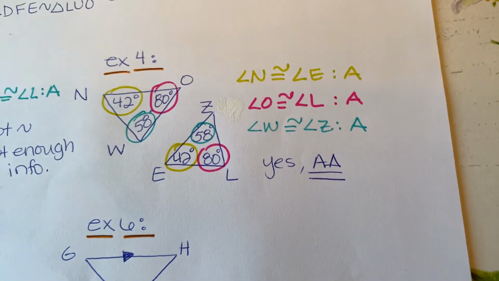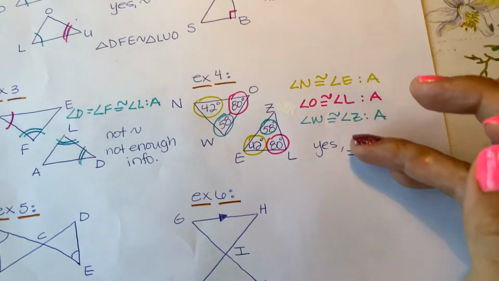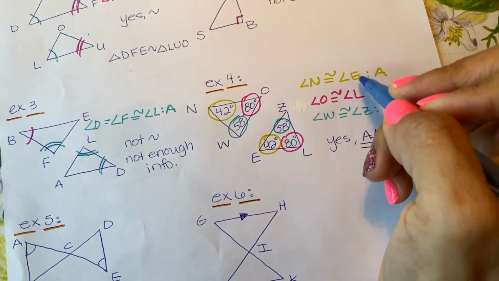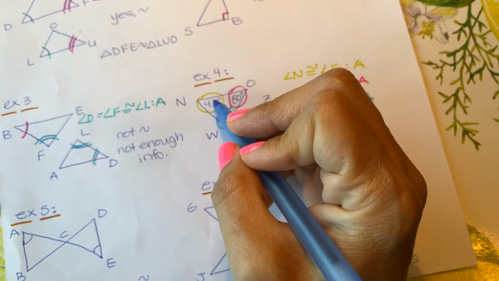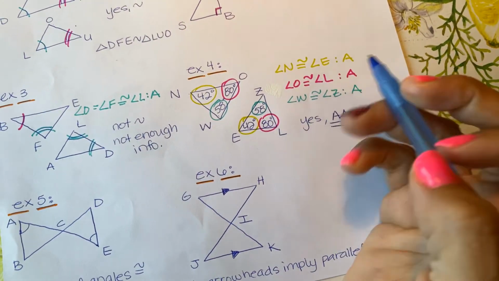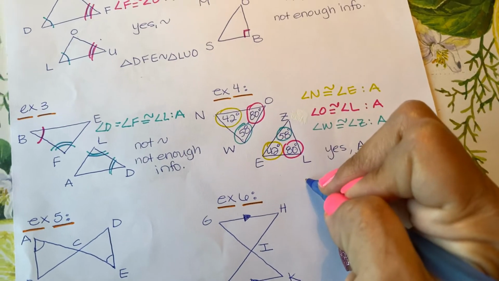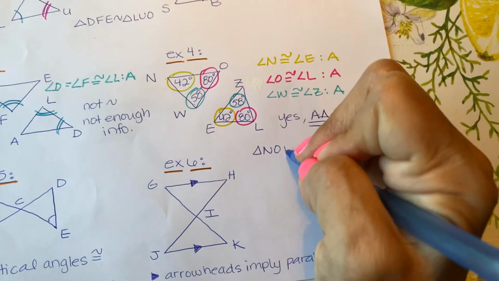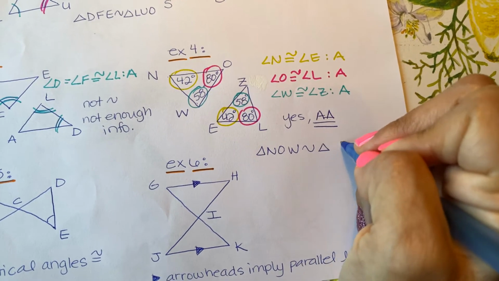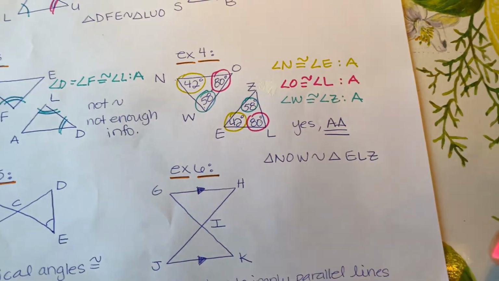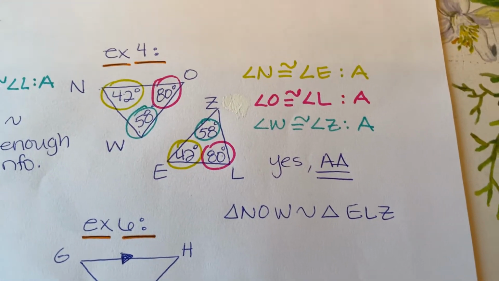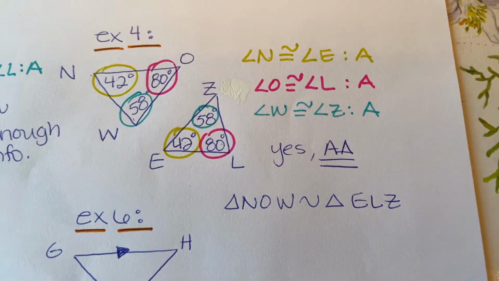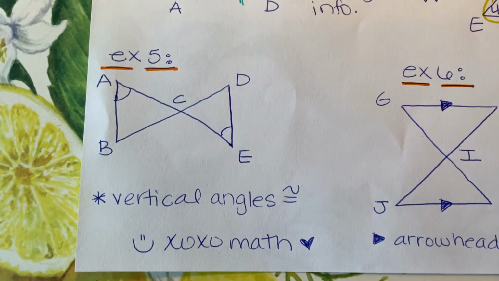Okay. So what's my similarity statement? I'll go N-O-W, E-L-Z. So I'll go yellow, pink, teal. Okay, so I'll write triangle N-O-W similar to triangle E-L-Z. And that's my similarity statement. Not too bad, right? Okay, here we go.